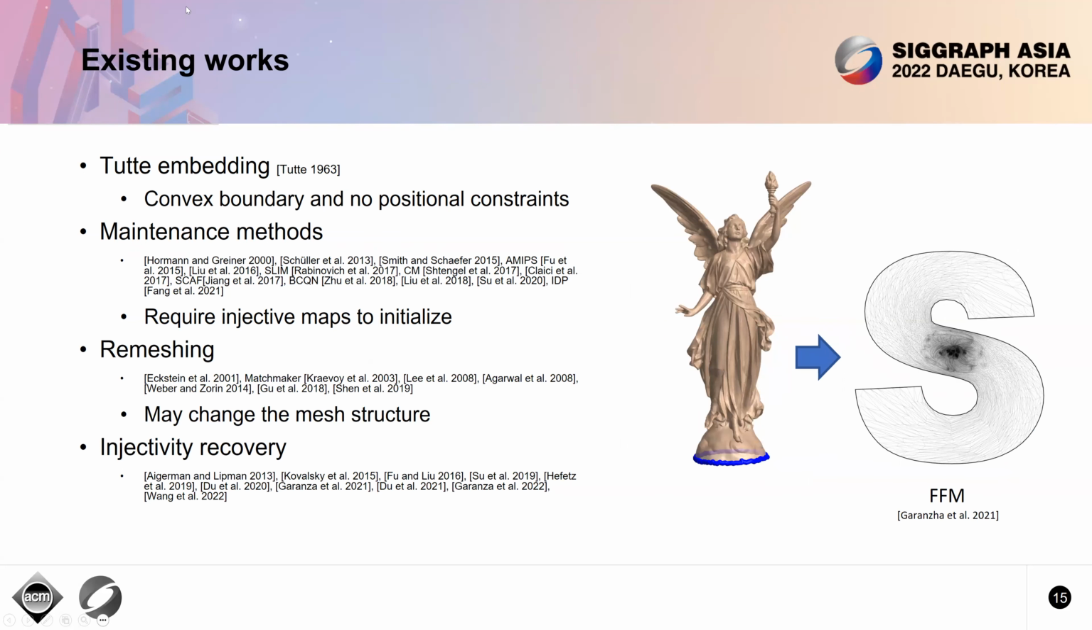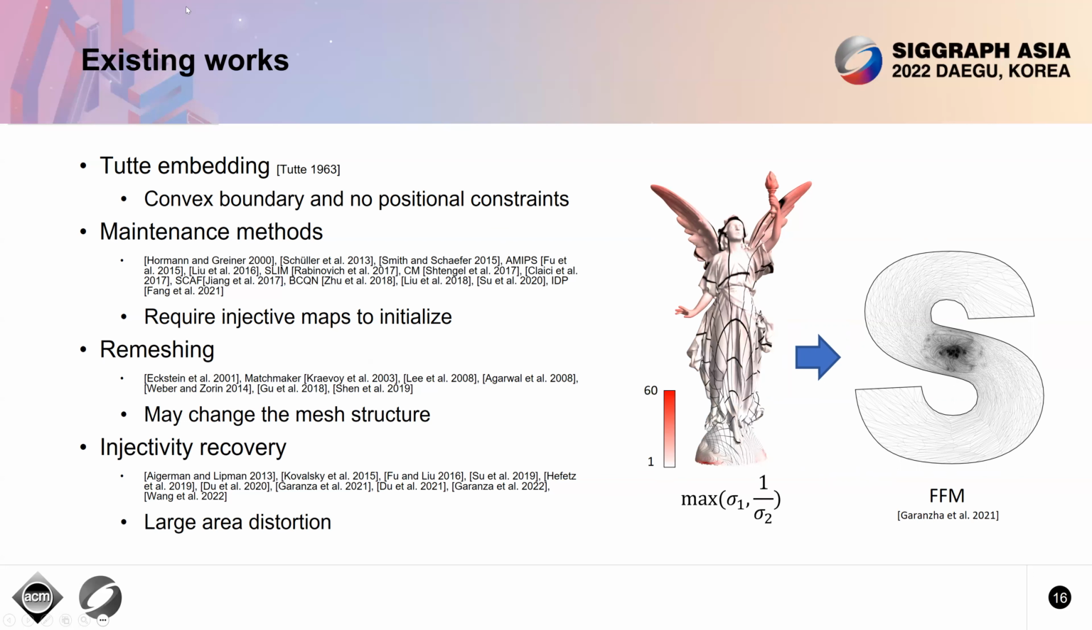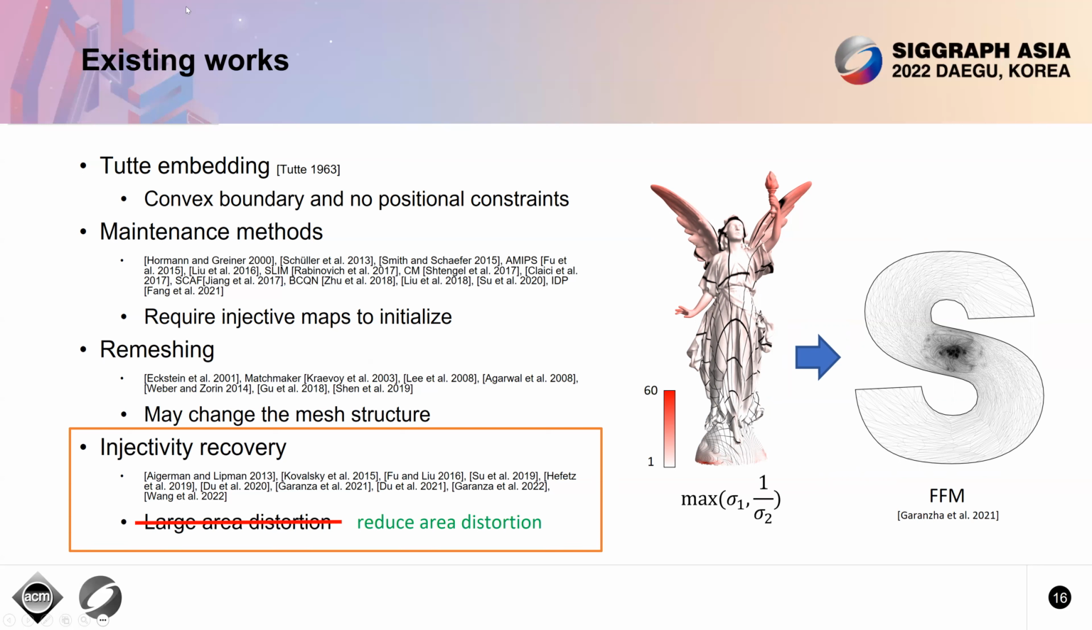Finally, there are methods that recover an injective map starting from a non-injective initialization without changing the mesh structure. Although these methods successfully produce injective maps satisfying constraints, the map tends to have large area distortion. We visualize the distortion using a grid line texture and use colors to indicate the isometric distortion metric we introduced earlier. In this work, we propose new methods that belong to this category, but significantly reduce area distortion.